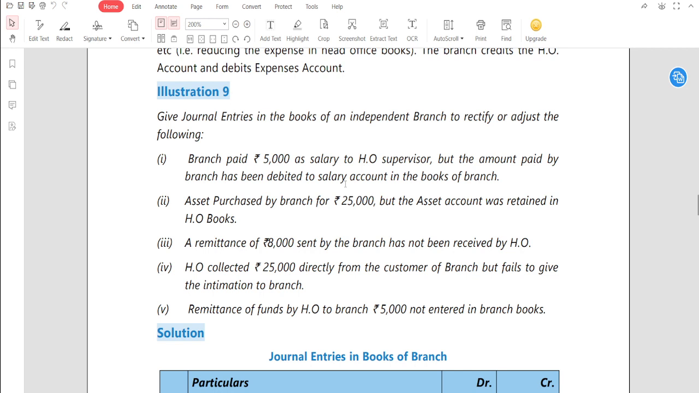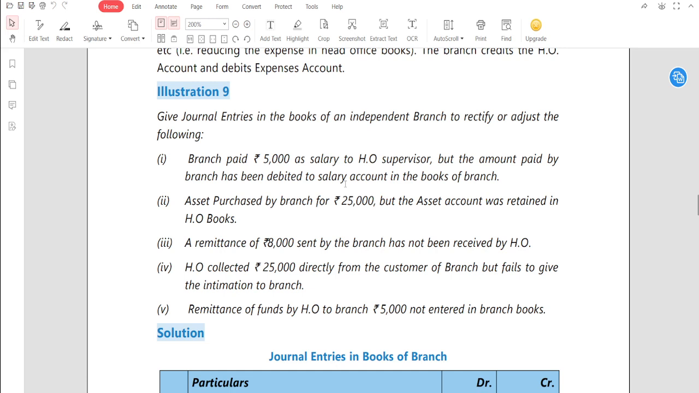So then HO account becomes debited, cash account becomes credited, because when we pay to HO supervisor, our liability to the HO decreases. देखिए, if I am paying 5,000 to the HO supervisor, it means my liability is decreasing. So in this case, HO should be debited, cash should be credited. But the entry is totally made wrong, salary to cash. It's like a rectification entry.